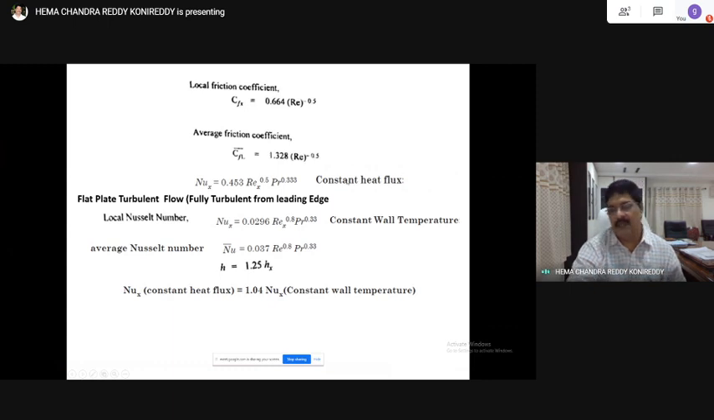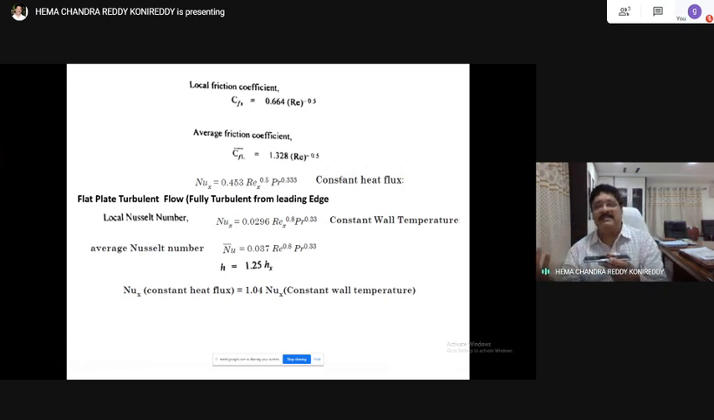Whereas if the wall is at a constant heat flux condition, meaning the plate is at a constant heat flux. In any of these convection cases, you come across these two conditions. What do you mean by constant wall temperature and constant heat flux? If the entire surface for the entire heat transfer is maintained at a constant temperature, say everywhere on the surface it is 80 degrees centigrade, and whenever you measure, it is constantly maintained, then it's a constant wall temperature.